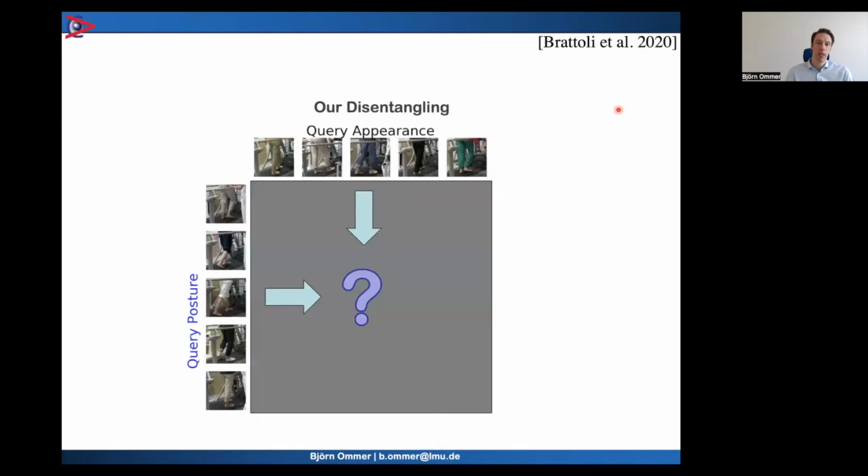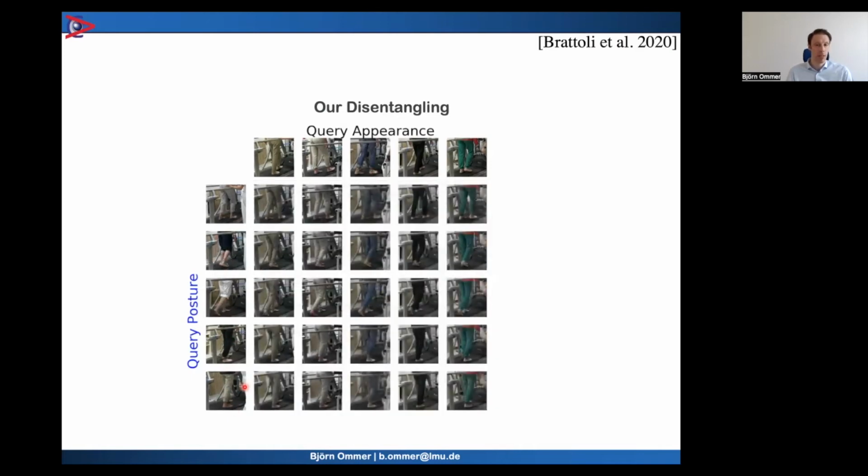So let's evaluate this disentangling. Can we take these subjects in the columns here and render them with the posture of these queries here in the rows? Let's see. Yes, indeed, we can see that appearance is correctly synthesized along the columns. You see that the appearance remains fairly static, and that the posture is taken correctly from the rows. So they all move here in sync along the different rows.